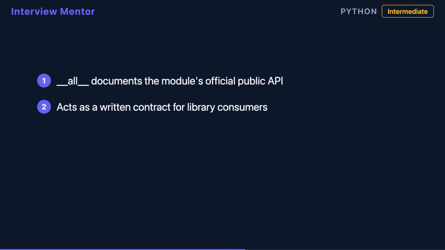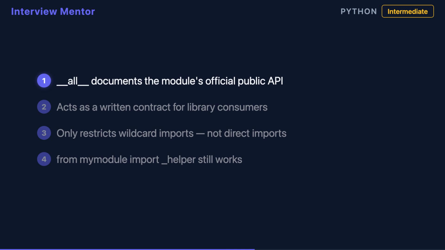Beyond import filtering, __all__ serves as living documentation, a clear contract declaring which names are officially part of your module's public API. One important caveat though: __all__ only restricts wildcard imports. It does not block direct imports. Anyone can still write "from your_module import _private_function", and Python will comply. __all__ just keeps it out of the star import.